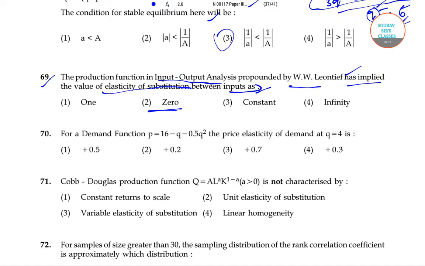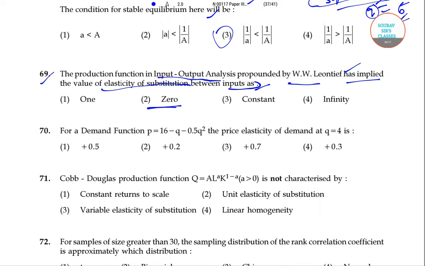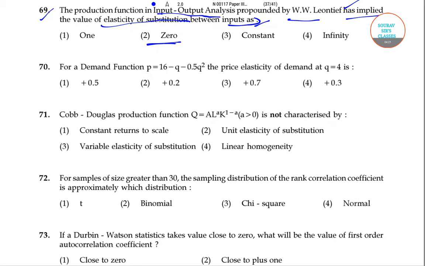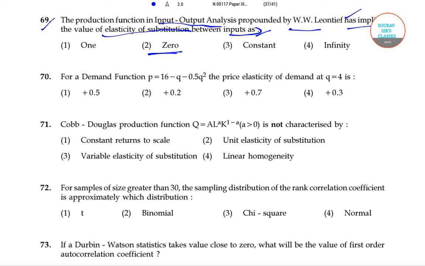Now we have come to the next question, which is question number 70. In question number 70, the demand function is given by this. The price elasticity of demand is to be found at Q equals 4. We have to find which one is the right answer. Now we know price elasticity of demand is nothing but dQ by dP into P by Q.